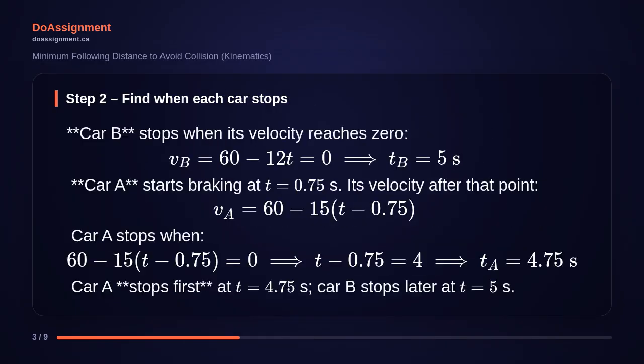First, let's figure out when each car stops. Car B, decelerating at 12 feet per second squared from 60 feet per second, stops at t equals 5 seconds. Car A starts braking 0.75 seconds later, decelerating at 15 feet per second squared, and stops at t equals 4.75 seconds. So car A actually stops before car B does.